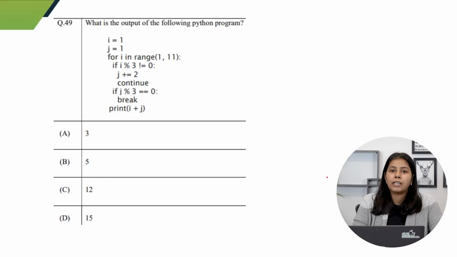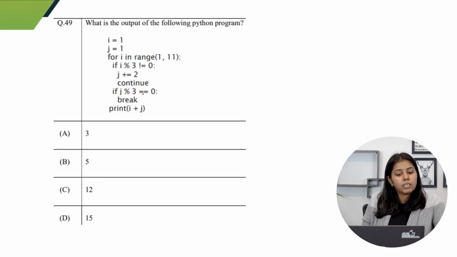That means if I divide i by 3 and we are not getting a remainder 0, then j would become j plus 2, right? And then we'll continue. If j percentage 3 is equal to 0, that means if I divide j by 3 and we get a remainder 0, then we'll break and we'll print i plus j, right? So this is my Python program.